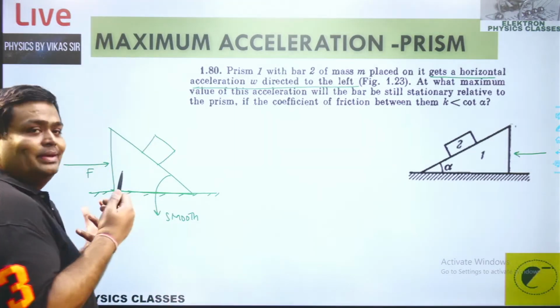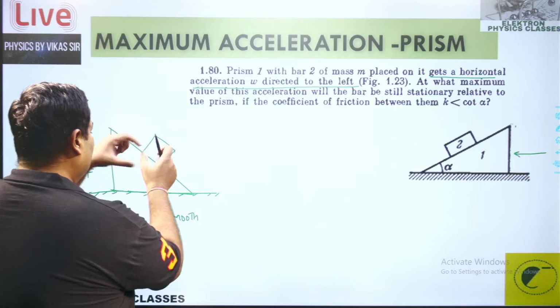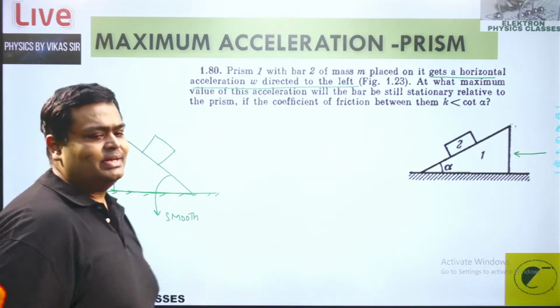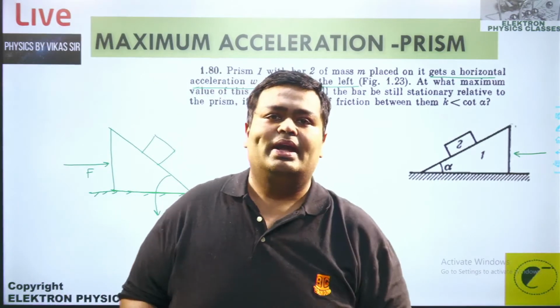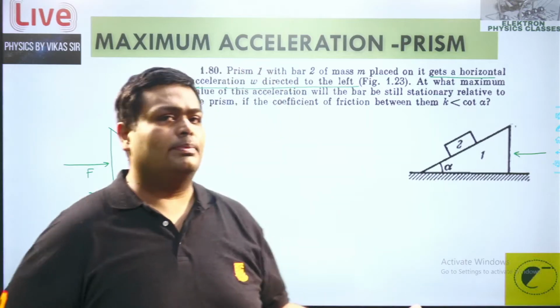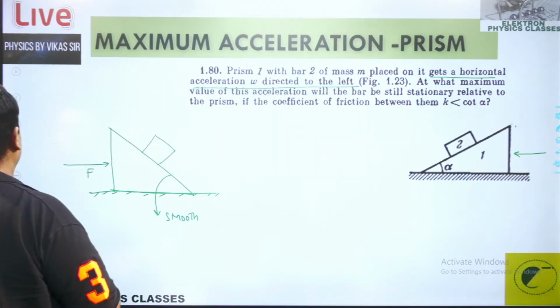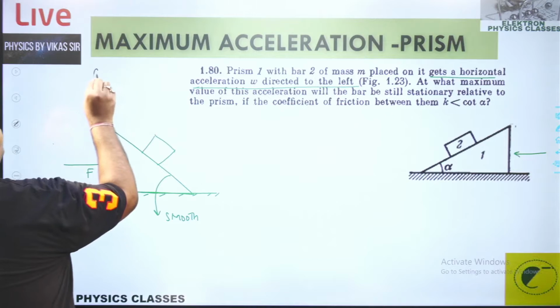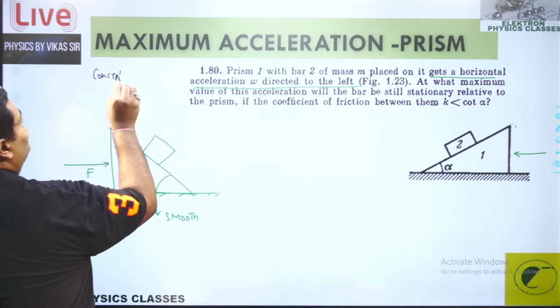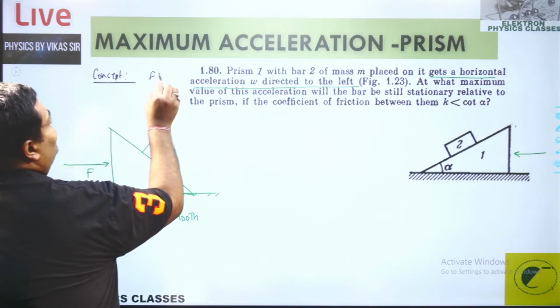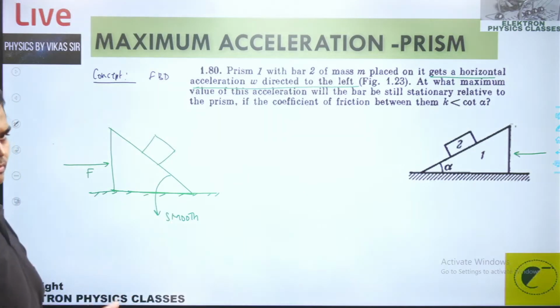So the case is that this should remain in a state of rest with respect to this. Now that's a very basic question, and how do we solve it? And why is this force applied? There are very few concepts behind solving the question, where concept 1 states to create an FBD and then check the scenario.